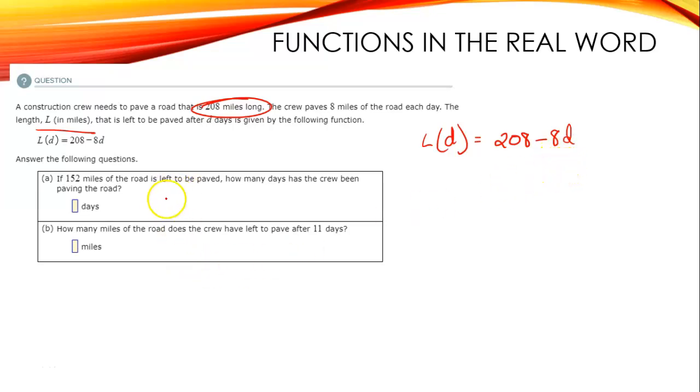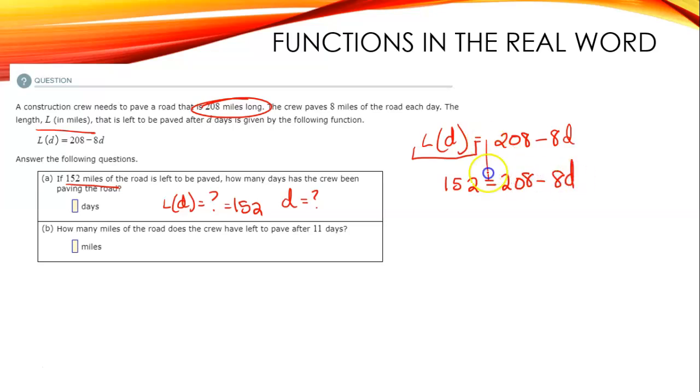This time we need to decide, are we being given the length or are we being given the number of days? It says if 152 miles of the road is left to be paved, that's telling us the length is 152, and I need to find the days. I replace this whole thing, remember that's the same thing as the y, with 152 equals 208 minus 8 times the number of days. I'm going to subtract 208 from each side.